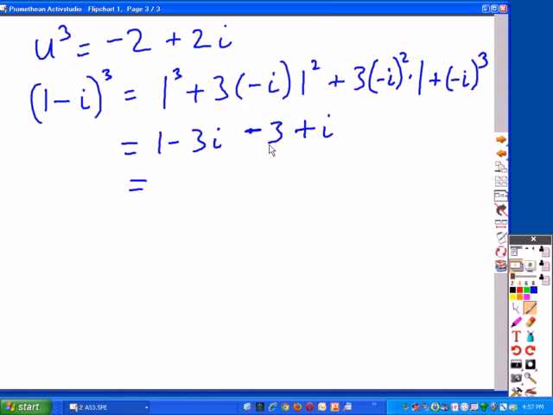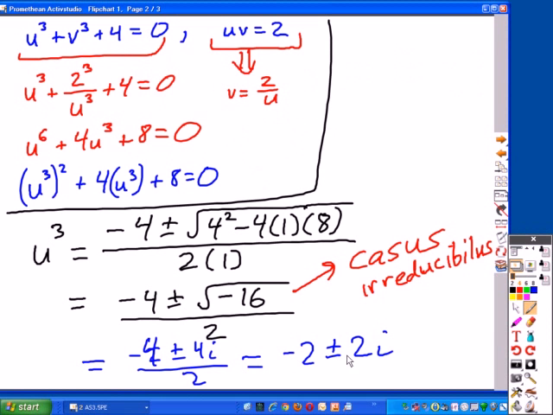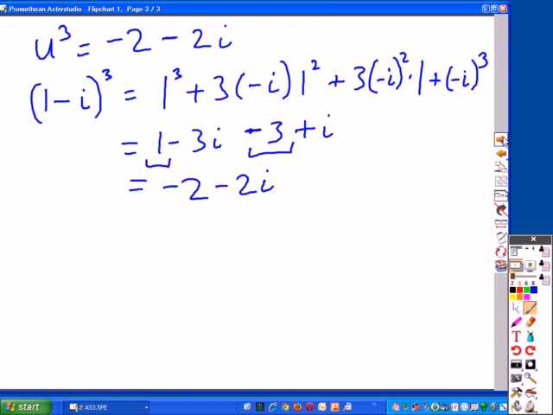And so, the real part, we get negative 3 plus 1 is negative 2. And then we have a minus 3i plus i is minus 2i. So that actually gave us the other value. Well, I can do the calculation by erasure. Let's look at the case of u cubed equals minus 2 minus 2i. Note that that was the other choice here with the minus down here. So I've demonstrated that actually negative 2 minus 2i has a cube root.